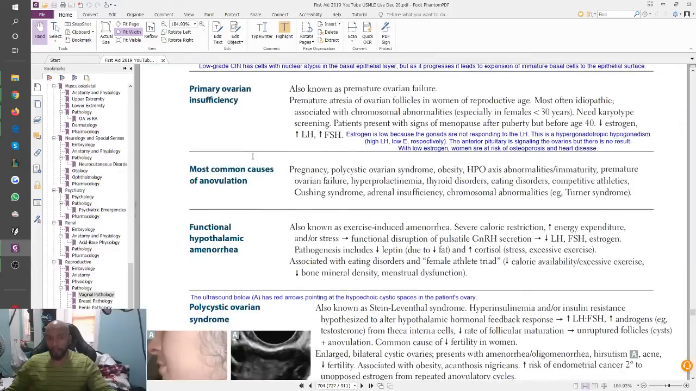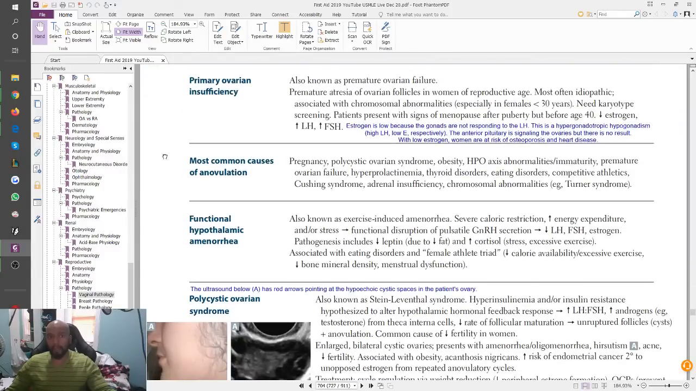Now moving on, we have the ovarian issues, right? So primary ovarian insufficiency, eventually leading to the bigger thing, PCOS. So primary ovarian insufficiency. This is also called premature ovarian failure, and this is due to premature atresia of the ovarian follicles in women of reproductive age. Right, so ovarian follicles just ended up dying way too early.